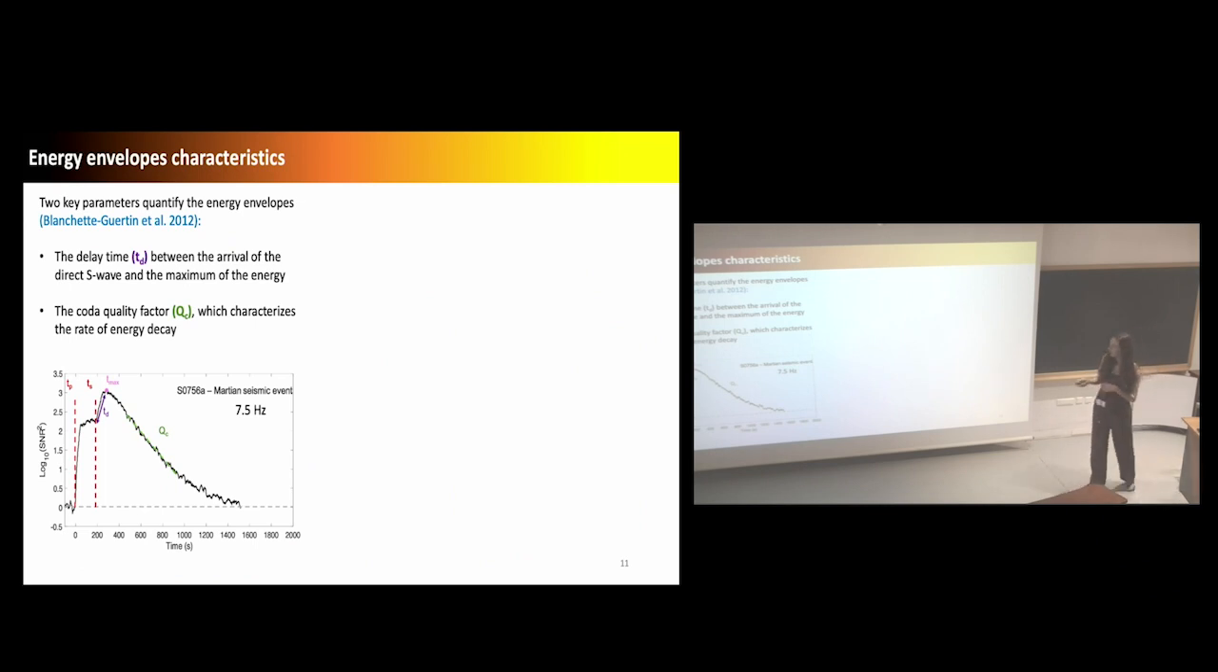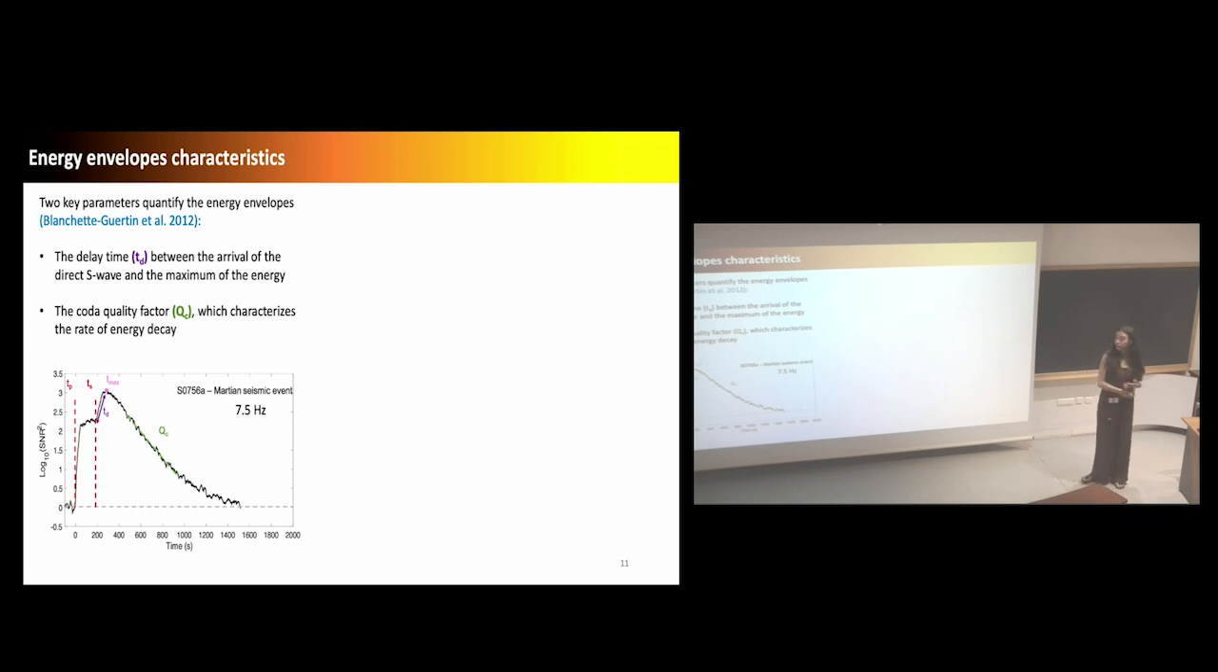To do this, we actually used two methods. The first one is kind of empirical. We work directly on the energy envelope. Here you have an example of this event. It is a very high frequency event filtered at 7.5 hertz. What we can do is a direct measurement of the delay time, which we defined as the time from the direct S arrival to the maximum of the energy. And the second parameter is the coda quality factor, which describes the decay of the coda.